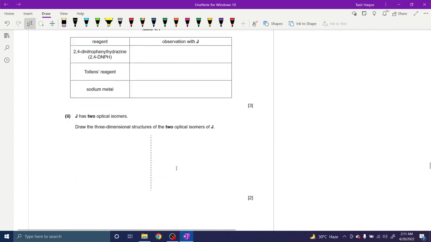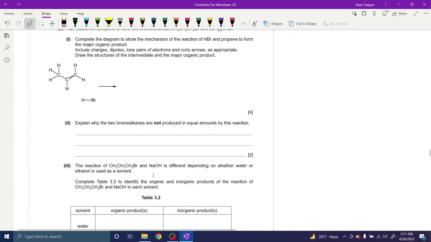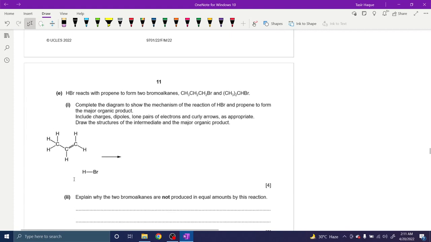So now we finally have organic. HBr reacts with propene to form 2 bromoalkanes: either 1-bromopropane or 2-bromopropane. So we want to show the major product. We know that 2-bromopropane is going to be the major product. So we need that.